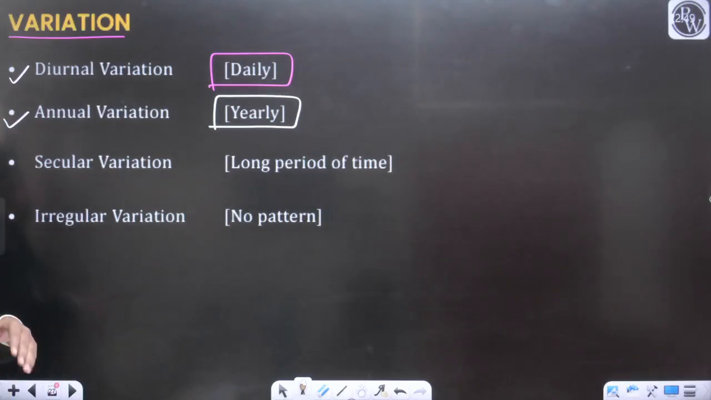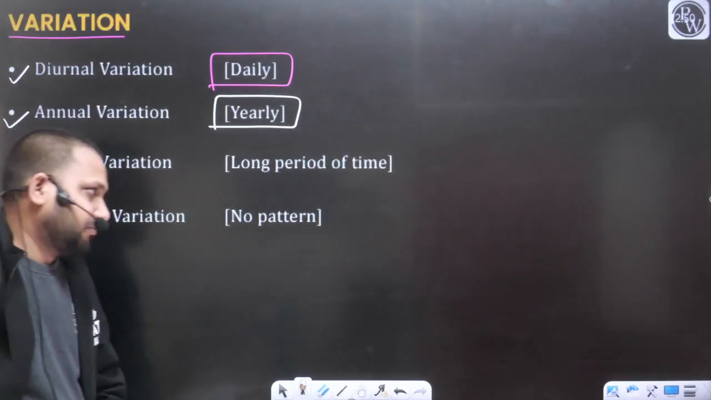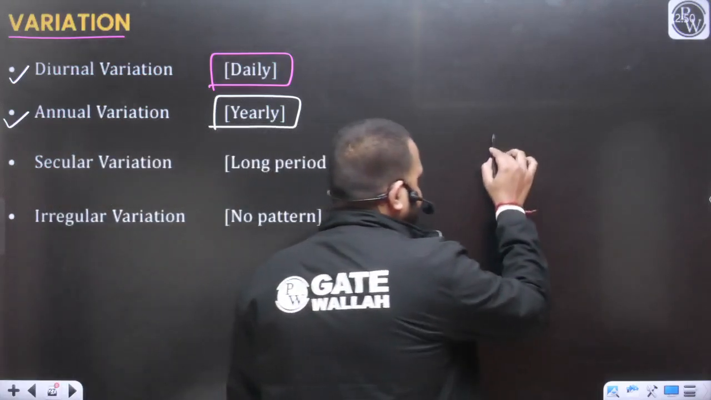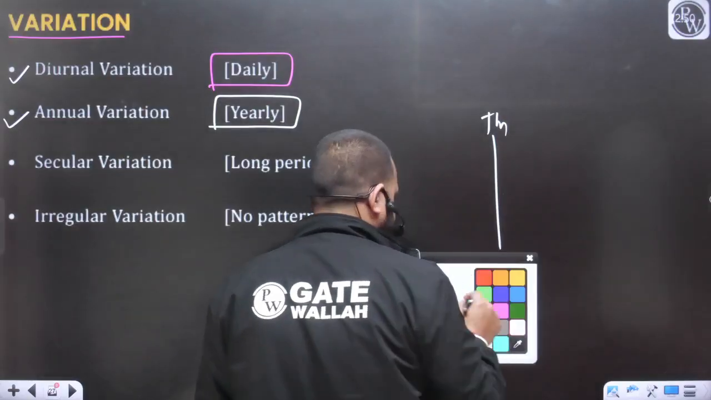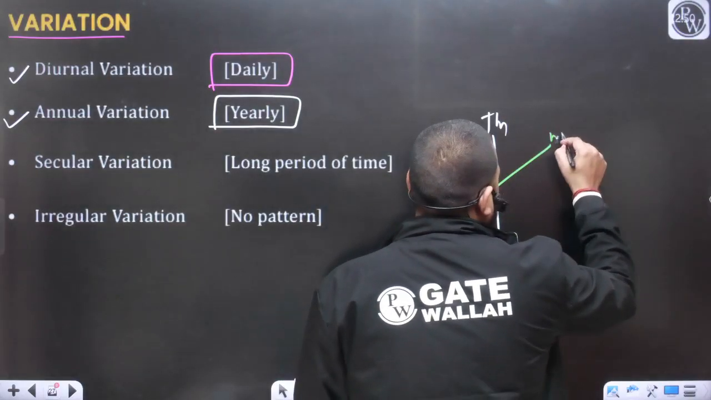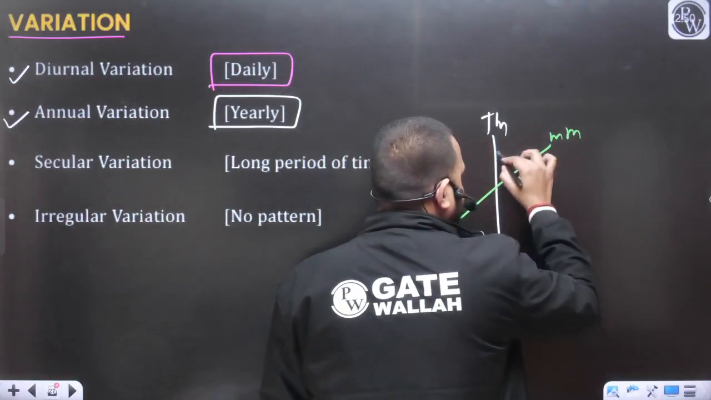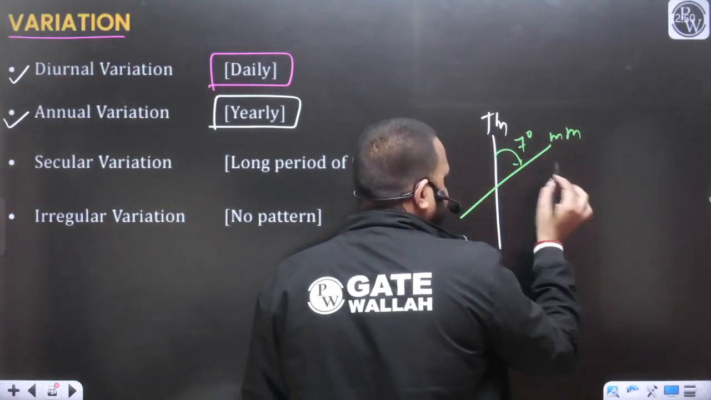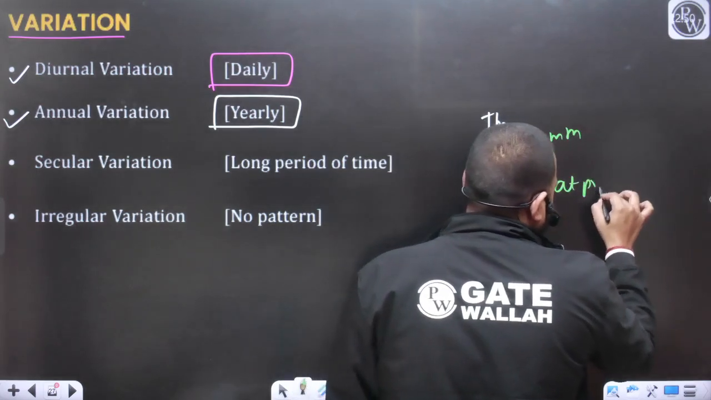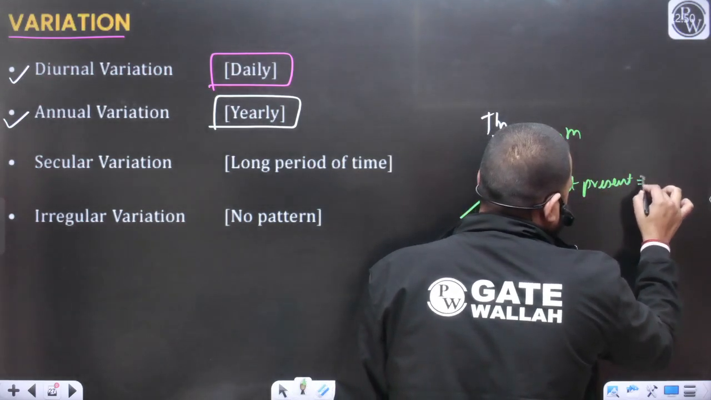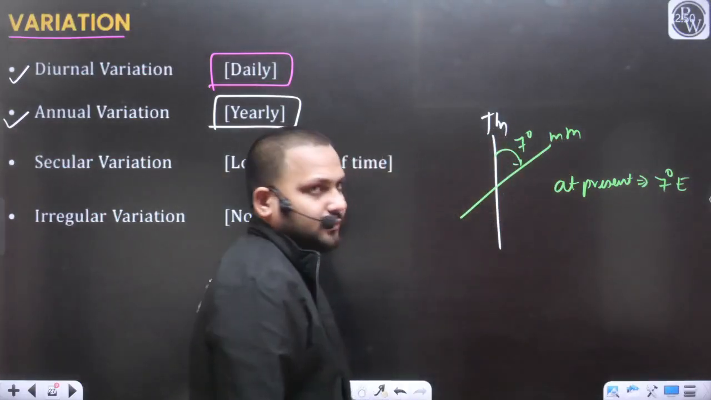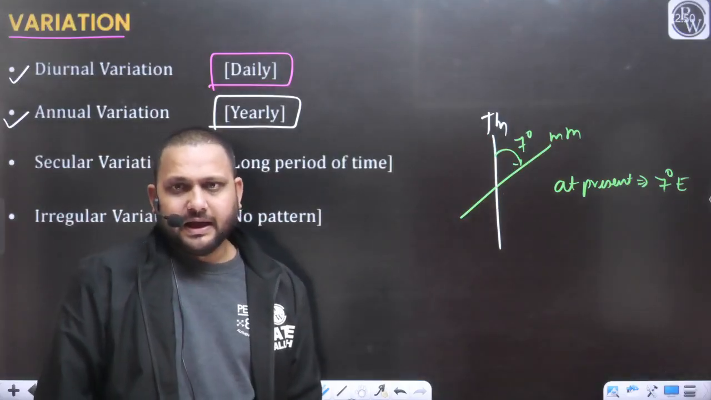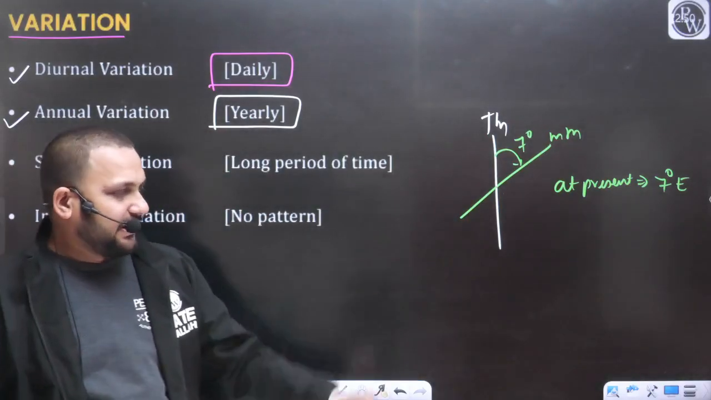Variation means, for example, this is the true meridian and this is the magnetic meridian. Now this angle is 7 degrees. So at present, what is the declination here? 7 degrees east. Yes or no? At present the declination is 7 degrees east.